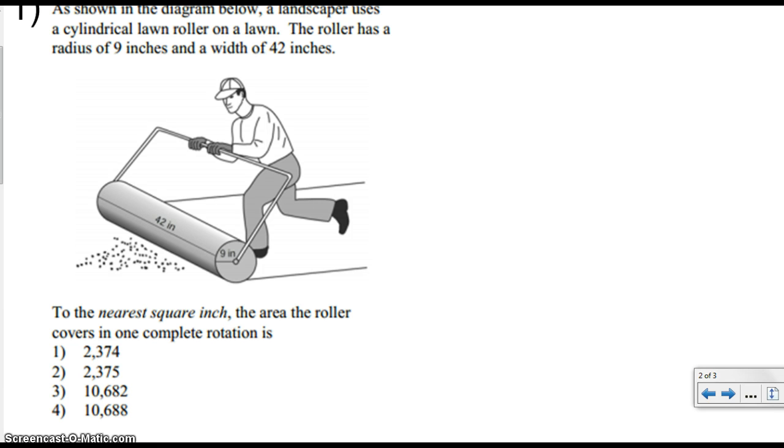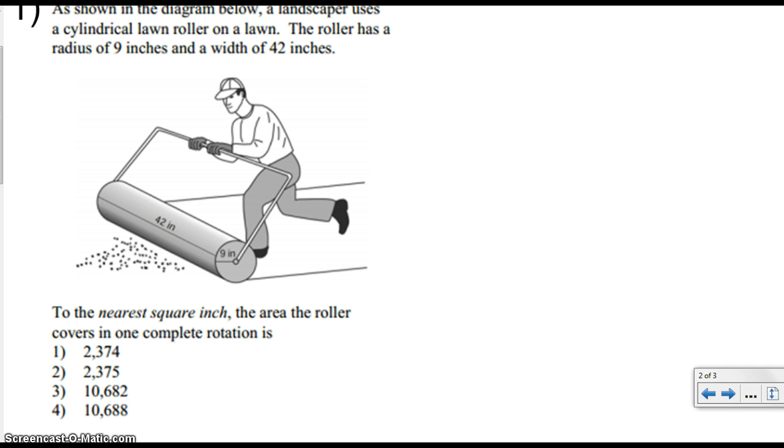You guys have done some volume, but today we're going to be looking at some real Regents problems. So let's take a look at this one. It says, as shown in the diagram below, a landscaper uses a cylindrical lawn roller on a lawn. The roller has a radius of 9 inches and a width of 42 inches. To the nearest square inch, the area the roller covers in one complete rotation is.